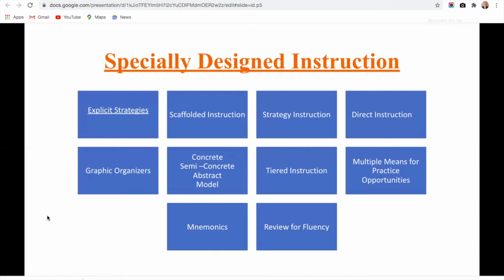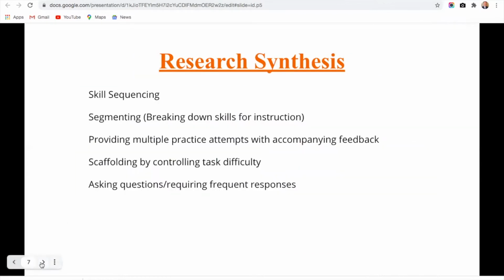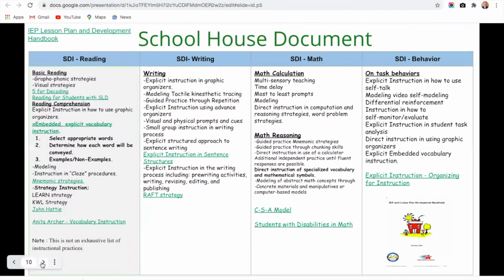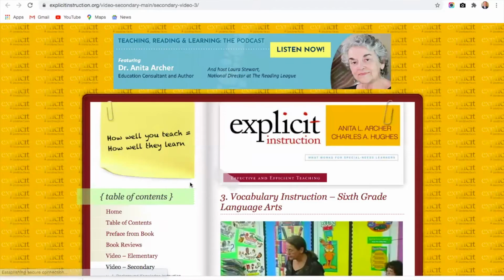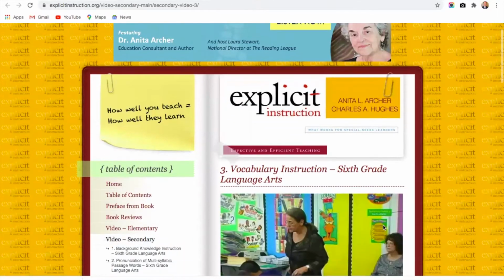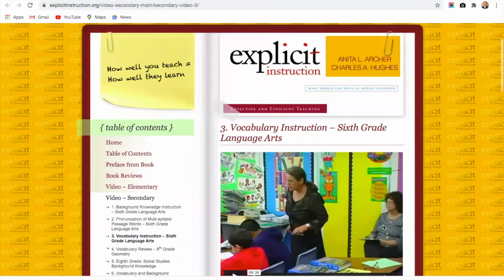So what I want to do right now is take you to Anita Archer, who is the guru on explicit instruction. I want to just let her talk to you a little bit about vocabulary instruction. And then we're going to circle back and talk about explicit instruction, because in every element we are going to see that lots of these apply. And there's my old woman crush right there, Anita Archer. I love her so much.